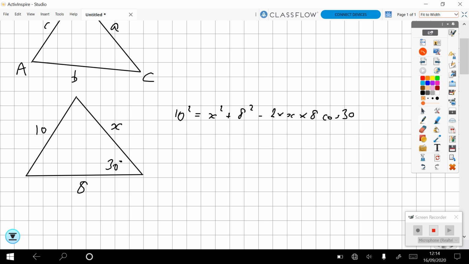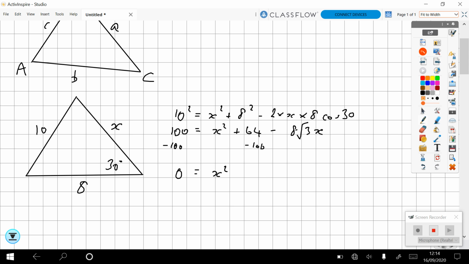Now, what have we got? 100 equals x squared plus 64 minus, cos of 30 is root 3 over 2, so what we've got is minus 8 root 3 x. Now, looking at that equation and needing to solve it, hopefully you can spot for yourself that it's a quadratic. So for that reason, I'm going to subtract 100 from each side so that we have the necessary equals 0 for a quadratic.